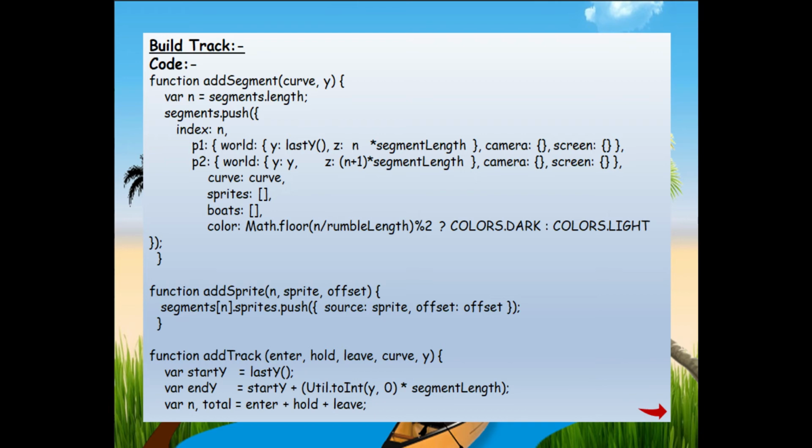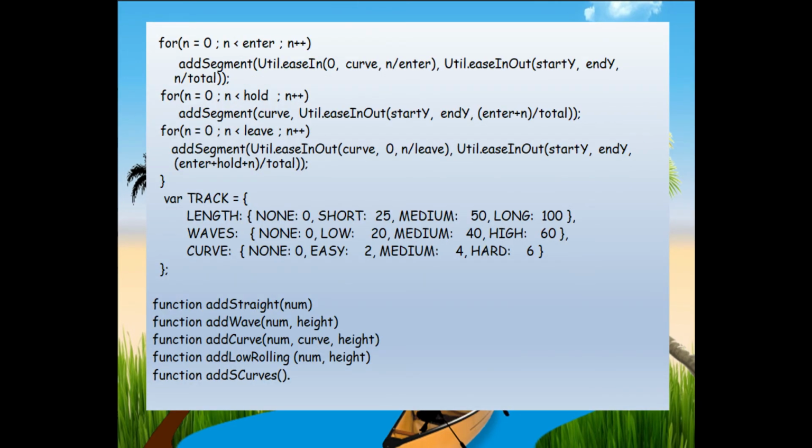The function add segment is used to input sprite images in GUI. Function add sprite is used to add sprite objects. Functions add straight, add wave, add curve are used to create a straight line, a wave as an obstacle, and a curve on the track respectively. The make track function creates the appropriate track on the basis of difficulty level, that is easy, medium, and hard.